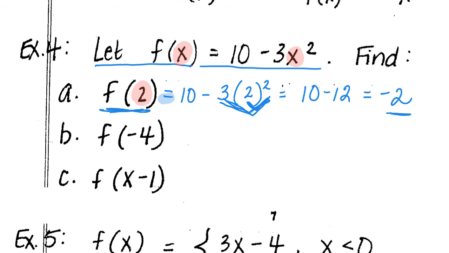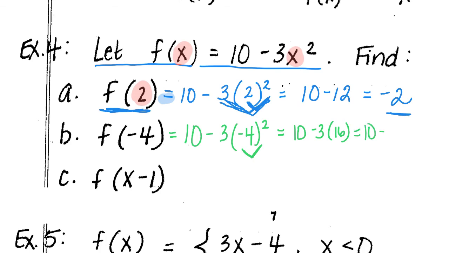Let's plug in negative 4. 10 minus 3 times negative 4 squared. Now remember, order of operations does tell us to take this negative 4, so I'm going to write it out. 10 minus 3 times 16, because I have to multiply all of it through, negative 4 times negative 4. And I know 3 times 16 is 48. 10 minus 48. And the answer is negative 38.